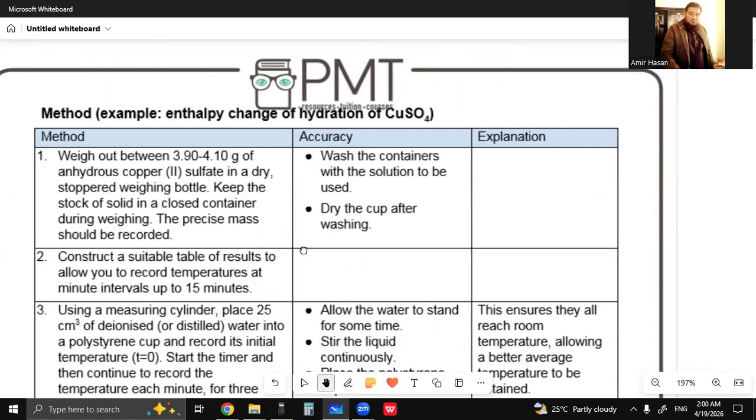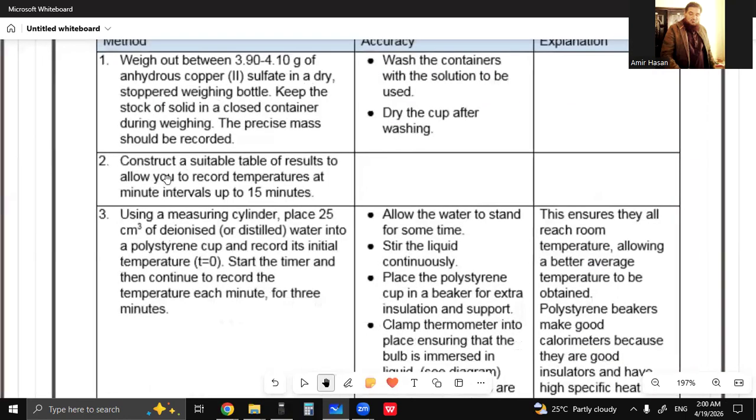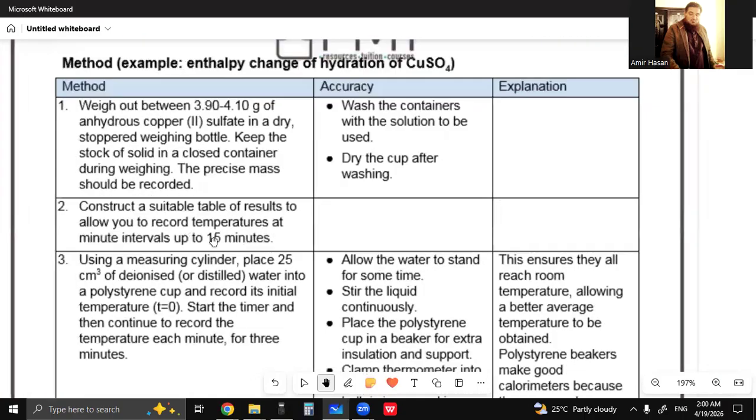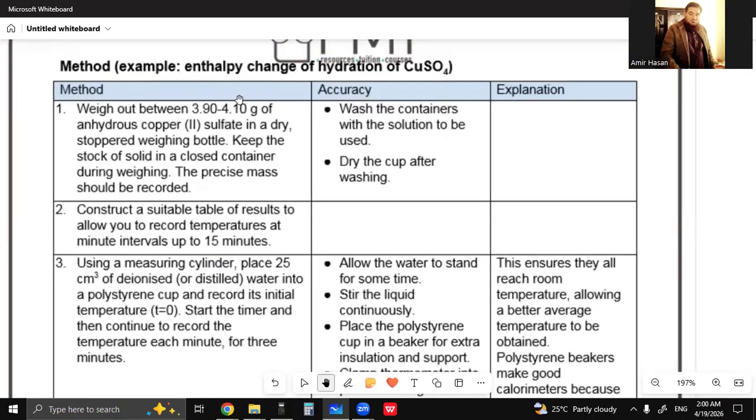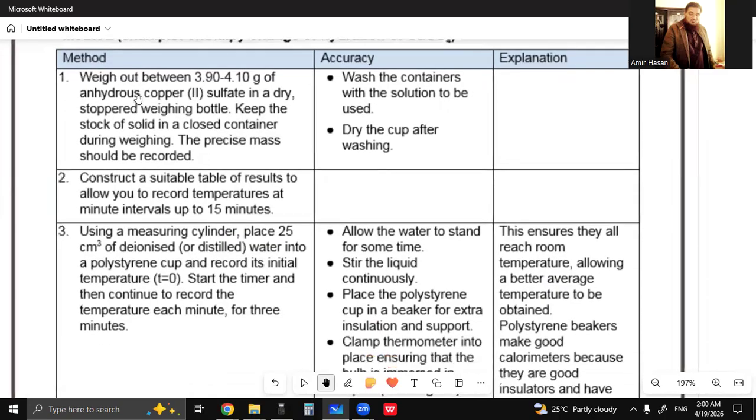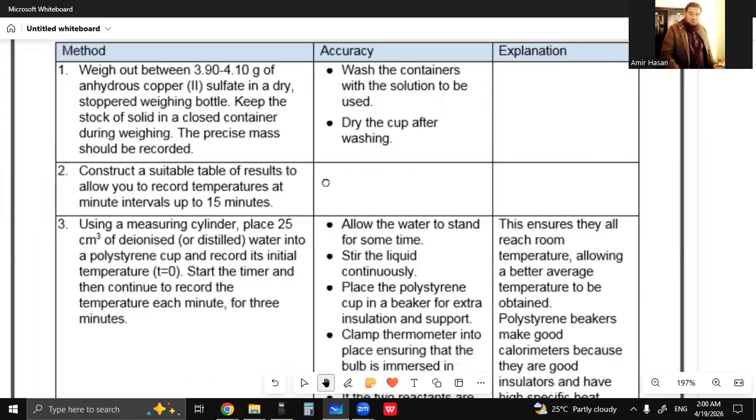Dry the cup after washing. Then construct a suitable table of results to allow you to record the temperature at one minute intervals up to 15 minutes. The time we are using for the temperature change is 15 minutes, and the mass we are using is 3.9 to 4.1 grams. Then wash the container and dry the container.